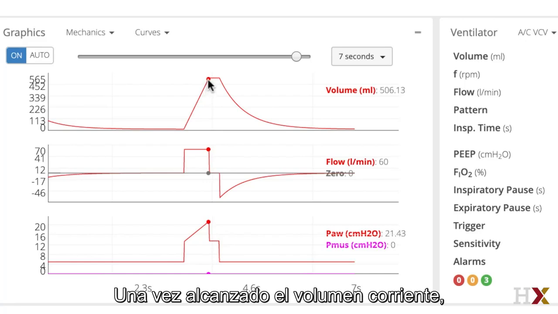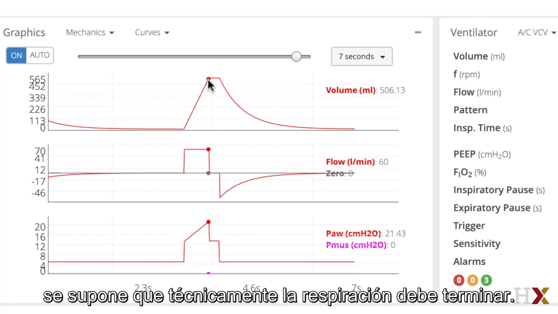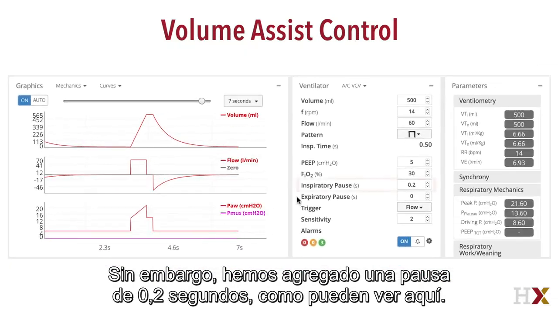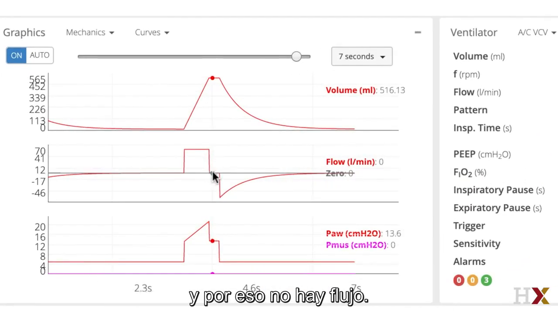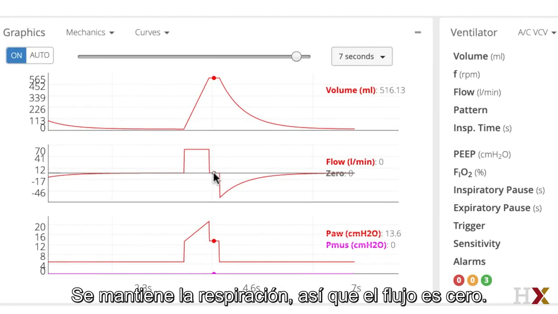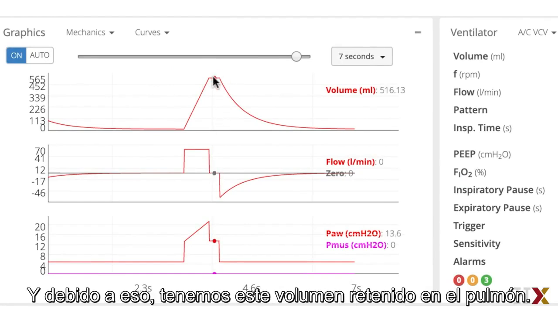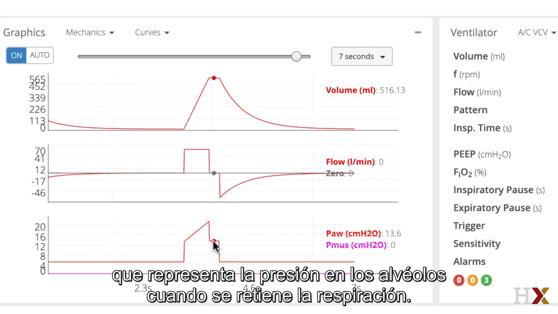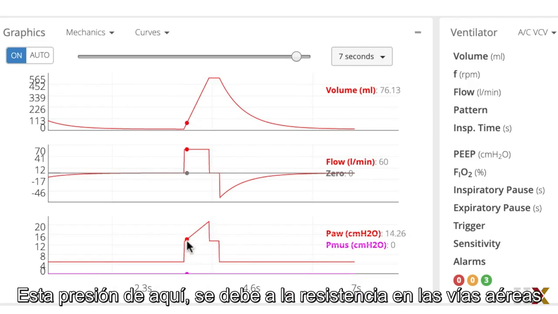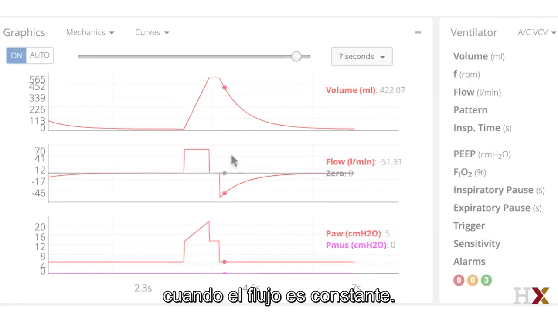Once the tidal volume is reached, the breath is technically supposed to be terminated. However, we've added a 0.2 second pause, as you can see here. So when it reaches the volume, it's actually held in the lungs and there is no flow. The breath is held, so flow is 0. And because of that, we have this volume being held in the lung, and because there is no flow, we have this plateau pressure, which represents the pressure in the alveoli when the breath is held. This pressure here is due to the resistance in the airways when flow is constant.